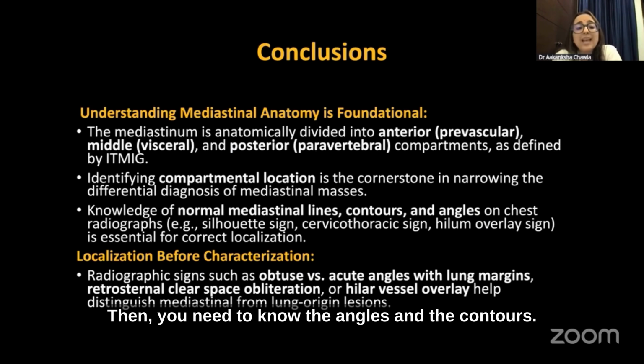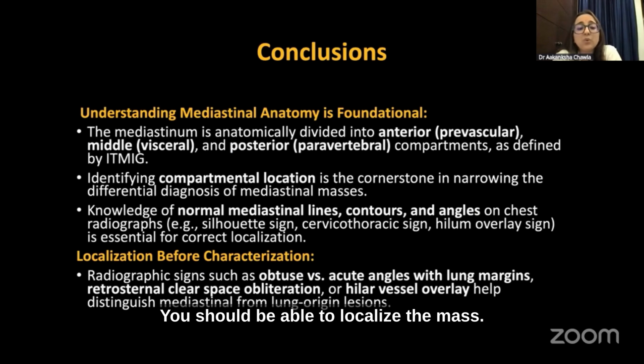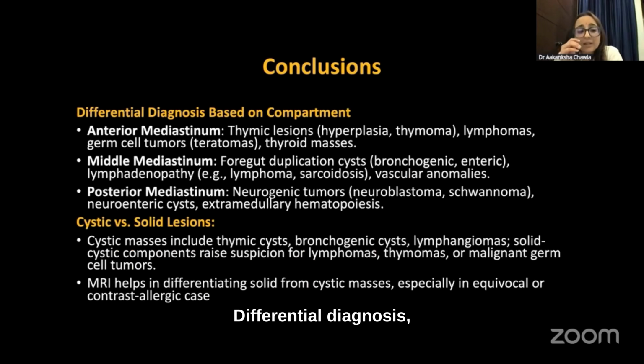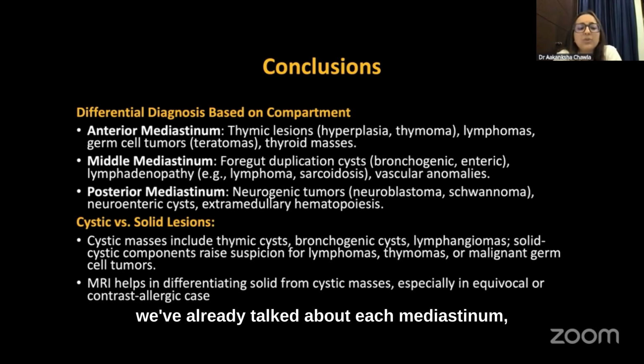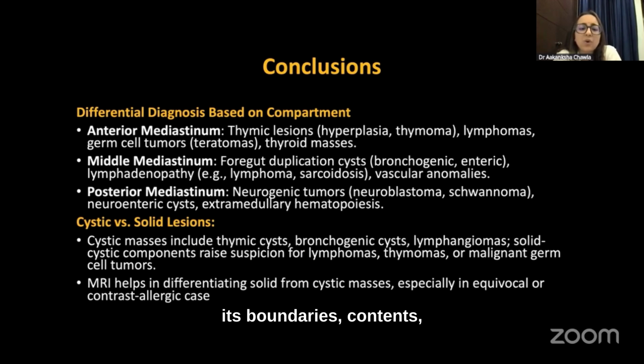Then you need to know the angles and the contours. You should be able to localize the mass. You should know whether it's a lung mass, a mediastinal mass, whether it's in the chest or it's in the chest wall. Then you need to know about the retrosternal space as well. Differential diagnosis, we've already talked about each mediastinum, its boundaries, contents, as well as the specific lesions to each mediastinum, cystic versus solid lesions. And we know that MRI helps in differentiating solid and cystic masses, especially in equivocal or contrast allergic cases.